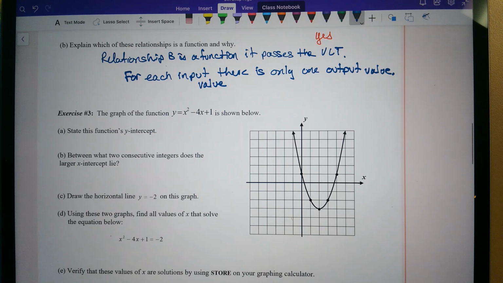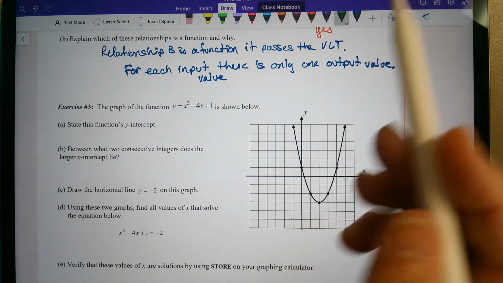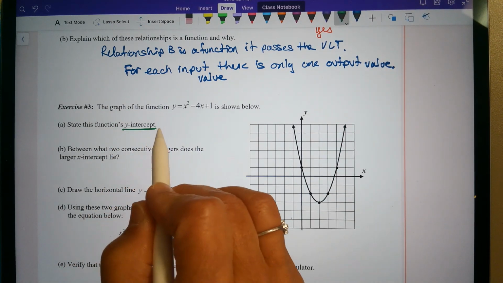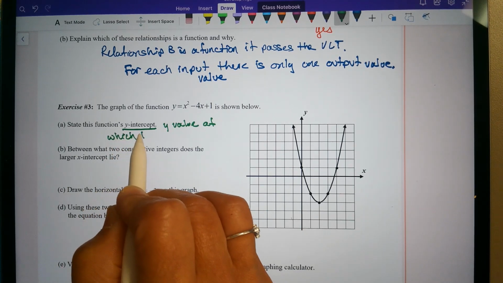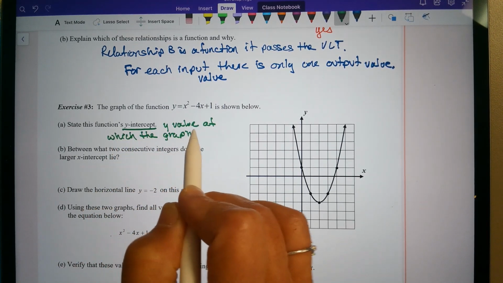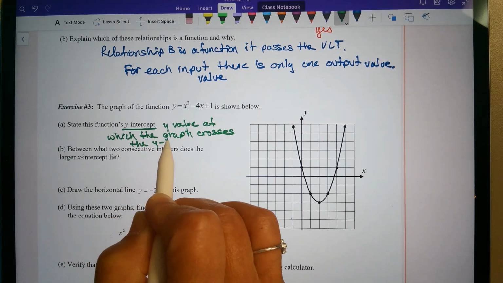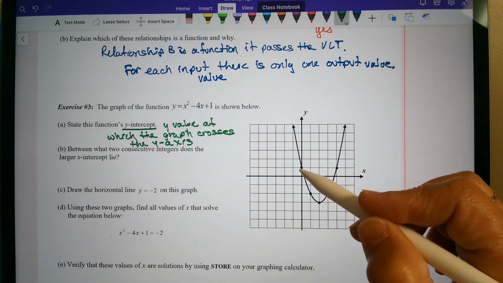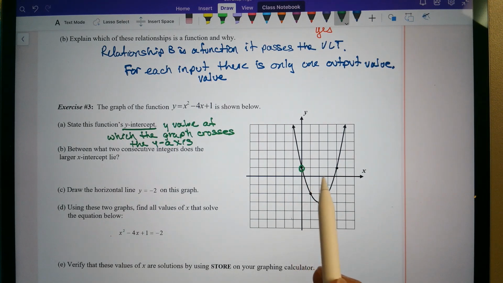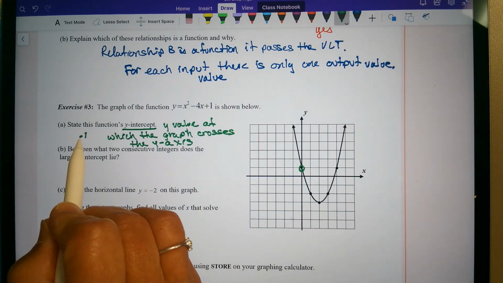Exercise number 3, the graph of the function y equals x squared minus 4x plus 1 is shown below. State the function's y-intercept. Some vocabulary to know here. Y-intercept, that's the y value at which the graph crosses or intersects the y-axis. So the graph here crosses the y-axis at this point. Its y value is, if there's no scale marked, then the scale is going by ones. So its y value is 1. That's the y-intercept.